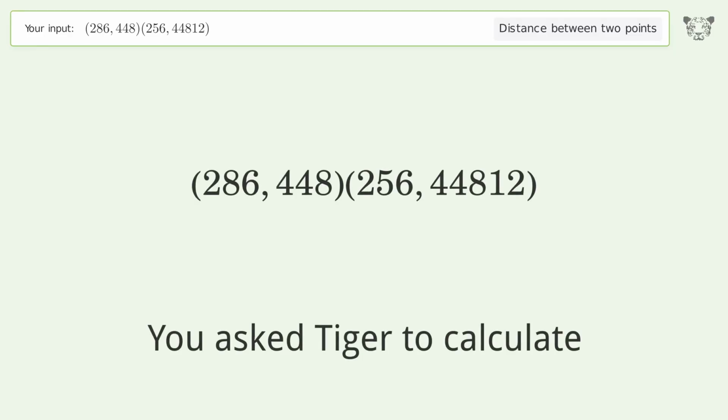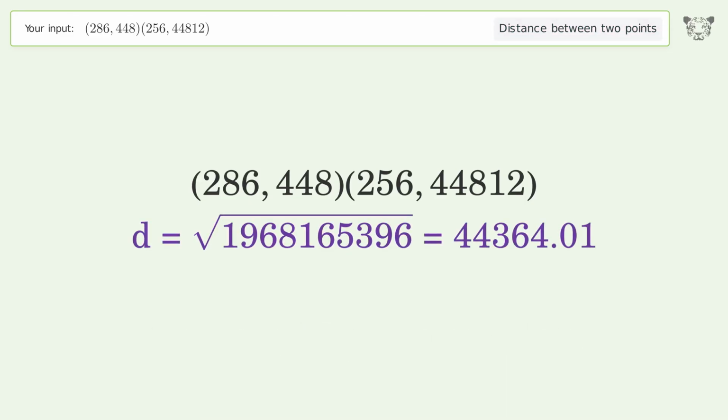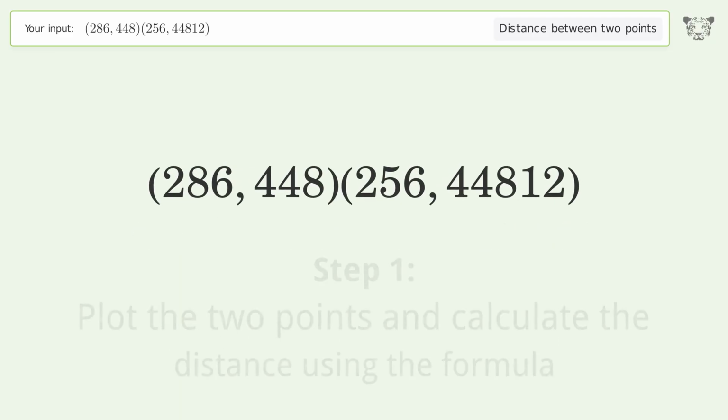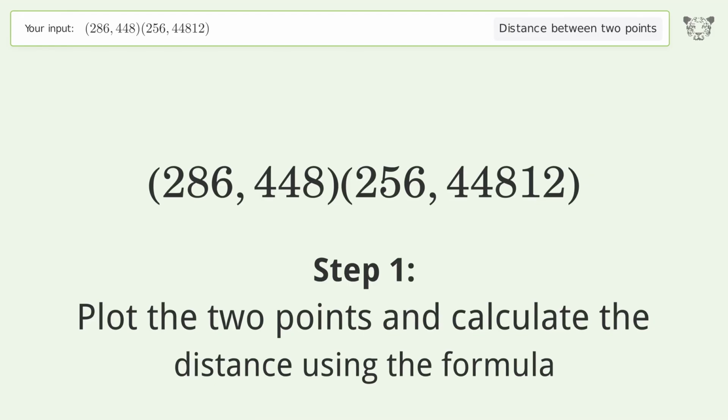You ask Tiger to calculate. This deals with the distance between 2 points. The distance between the 2 points is the square root of 1,968,165,396, or 44,364.01. Let's solve it step by step. Plot the 2 points and calculate the distance using the formula.